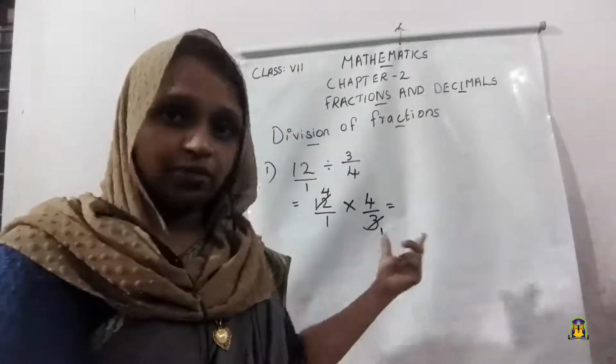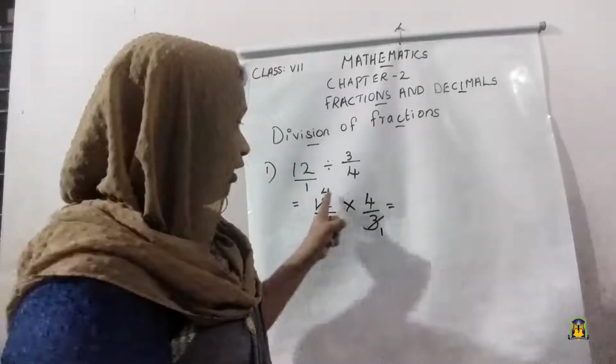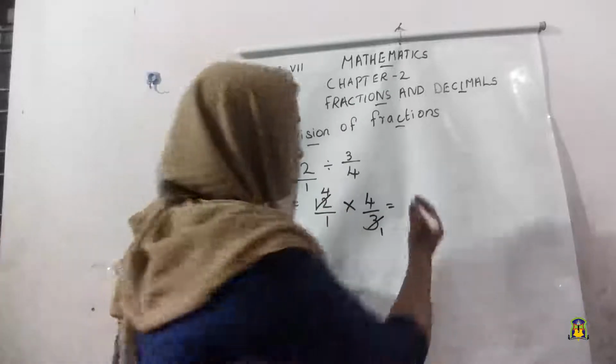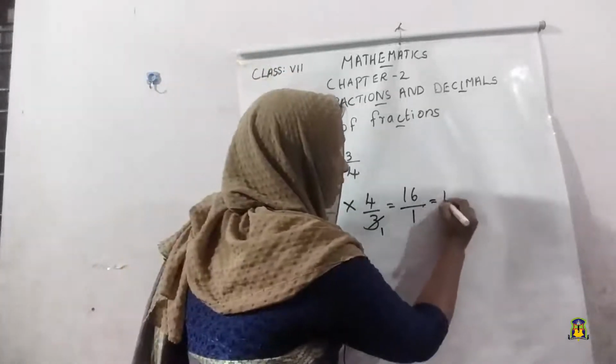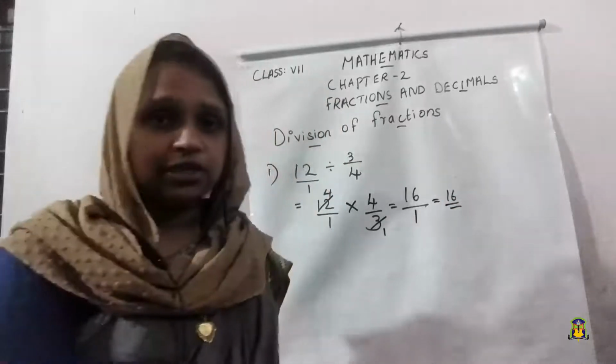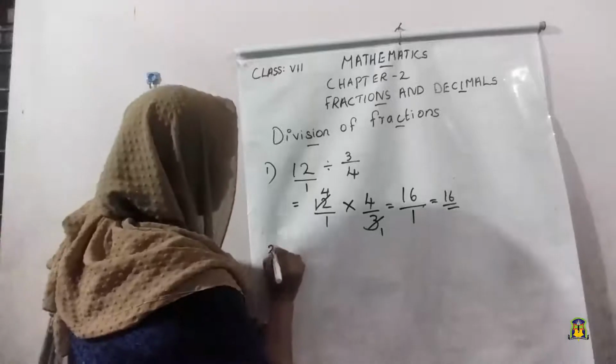After that we know the multiplication. Multiply the numerators, then multiply the denominators. Numerators 4 into 4, it is 16. By 1 into 1, 1. 16 by 1 is equal to what? 16 itself. Okay. Now next question.